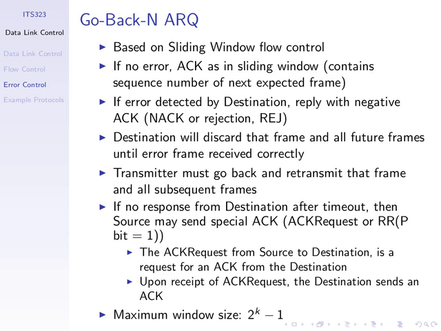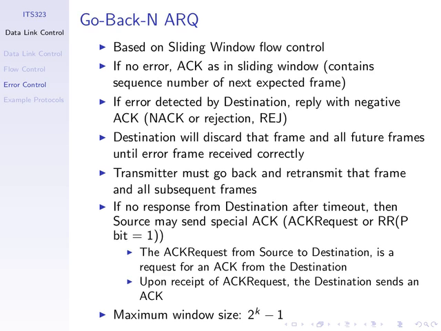It's all right, 15, 20 minutes, and then we can have our quiz. We're almost finished. So go back N and selective reject use the same concepts of sliding window. We're allowed to send a window size of frames before we have to wait for an ACK. If there's no error, it's the same as sliding window.